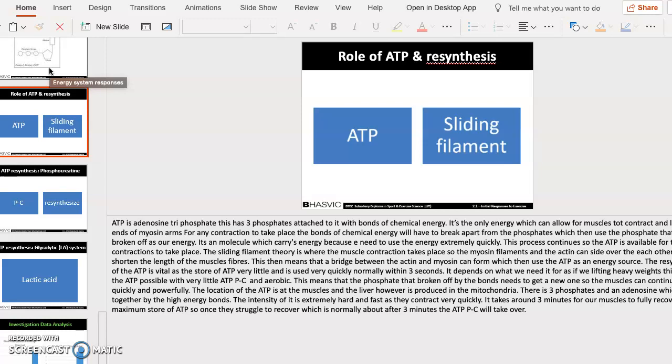The role of the ATP in resynthesis is this. ATP is adenosine triphosphate, which has three phosphates attached to it with bonds of chemical energy. It's the only energy which allows muscles to contract, and it is located at the ends of the myosin arms. For any contraction to take place, the bonds of chemical energy have to break apart from the phosphates, which then use the phosphate that has been broken off as our energy.